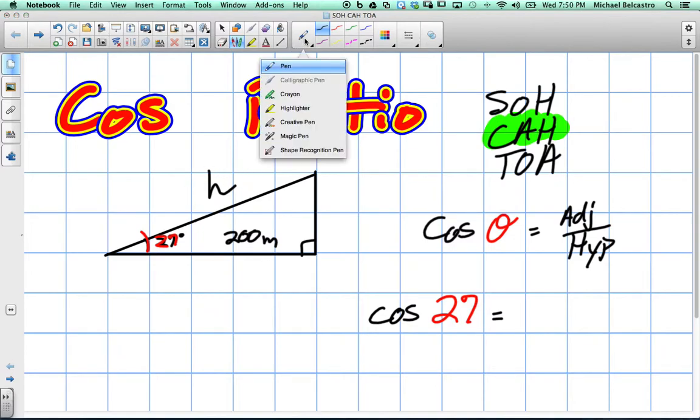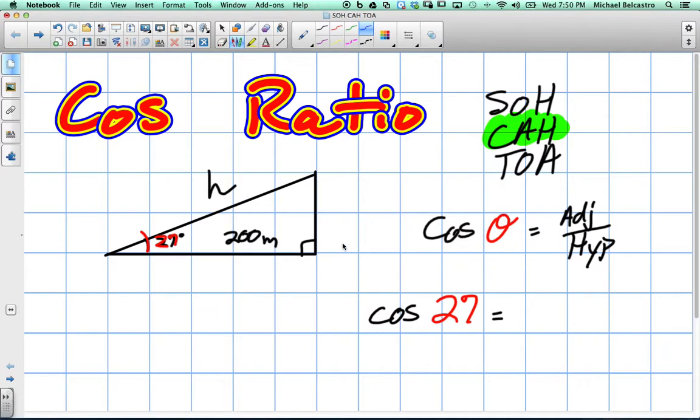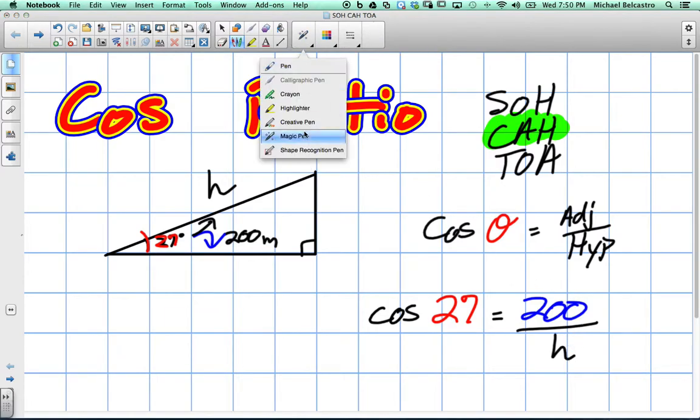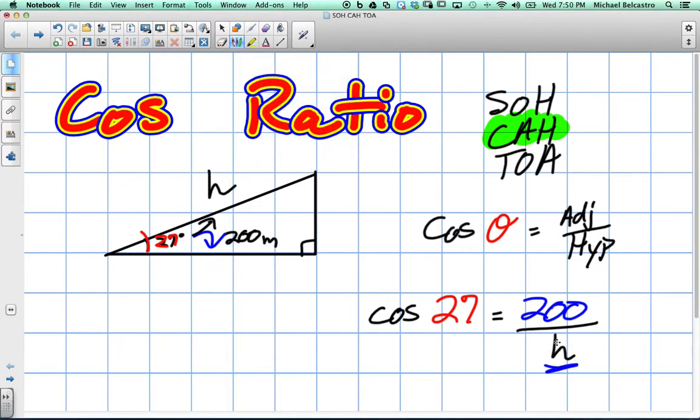Okay, what is our adjacent side here? 200 meters. That's right. This is the adjacent, 200. And what is our hypotenuse? H. That's right. Hypotenuse is always opposite of 90, so it's our side h. Now here we just have to isolate for h. But h is on the bottom.